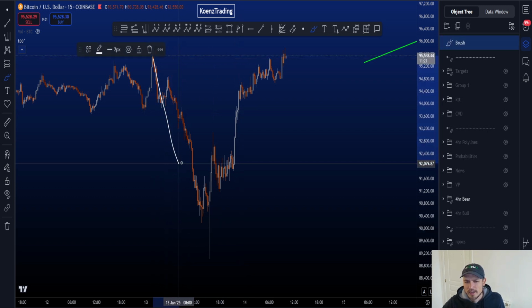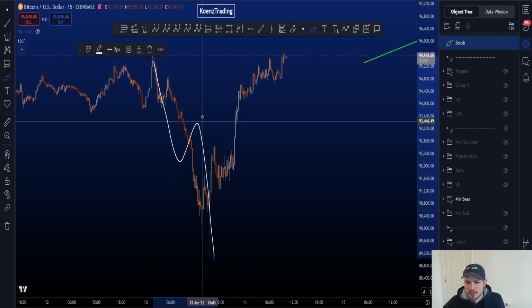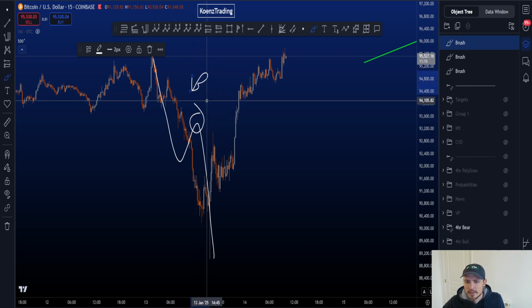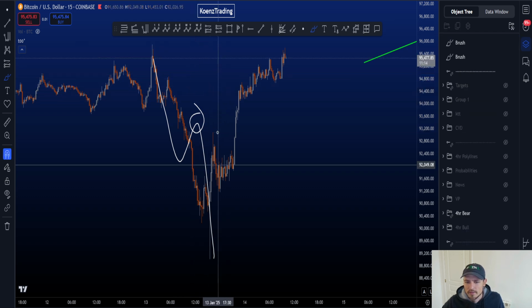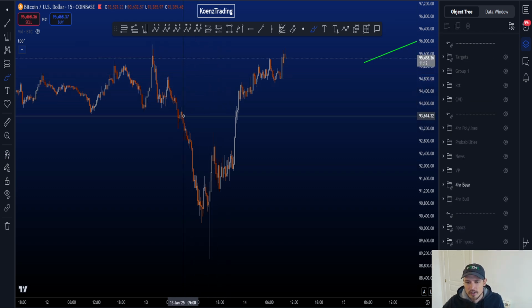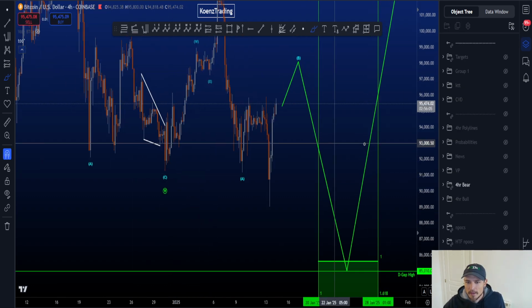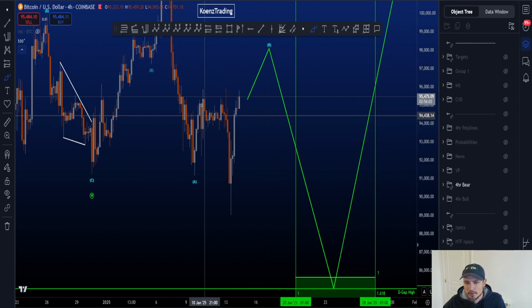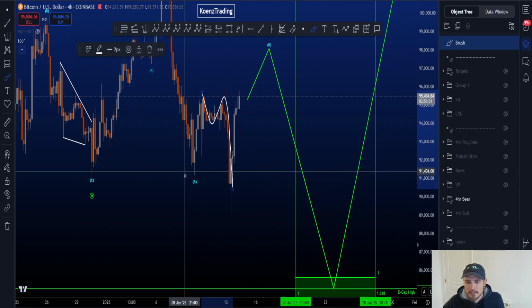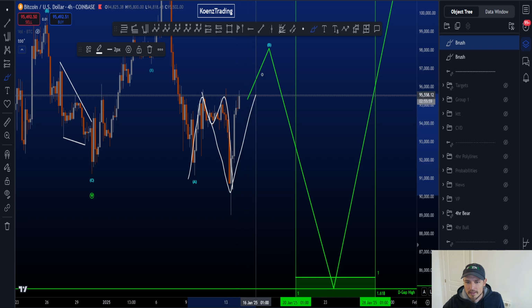We don't see a nice clear 3-wave structure with a solid wave B here in a zigzag or a solid wave X. So just by looking at this structure here, the probabilities arguably are higher that this is a 5-wave impulse to the downside. Now, I have seen online that some people like to count this as an A, B, C and then a bigger A, B, C wave structure.